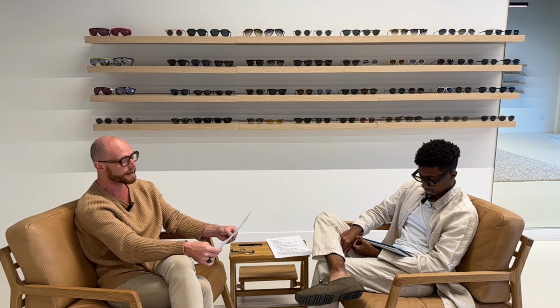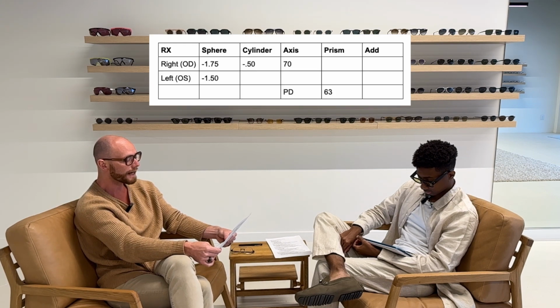All one power. In that case, you can see the prescription right underneath that, where the RX, the right eye, minus 1.75, cylinder is minus 0.50. Are you tracking with me? Yeah. Okay. Then the axis 70, and then the left eye minus 1.50. That's a prescription for a single vision lens.